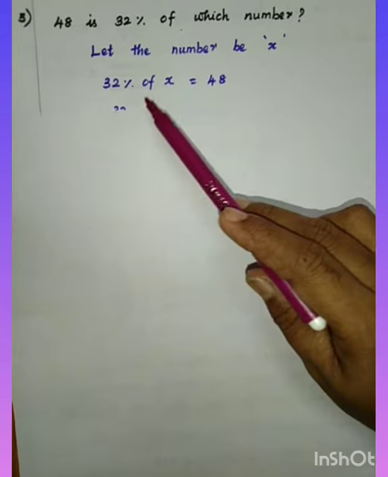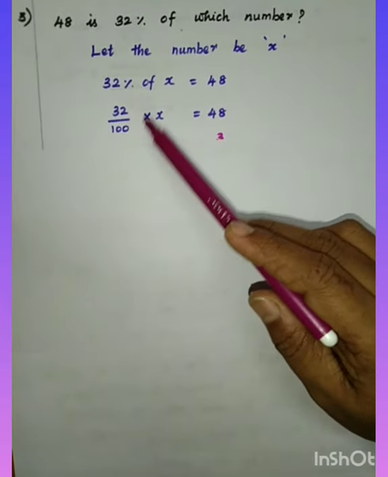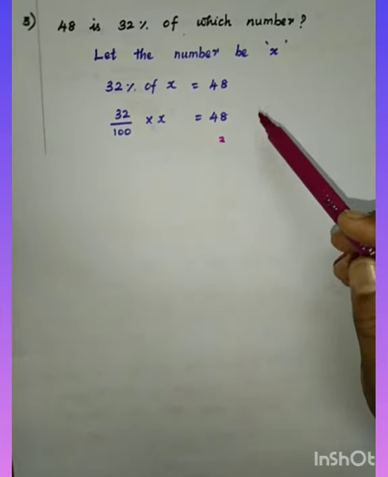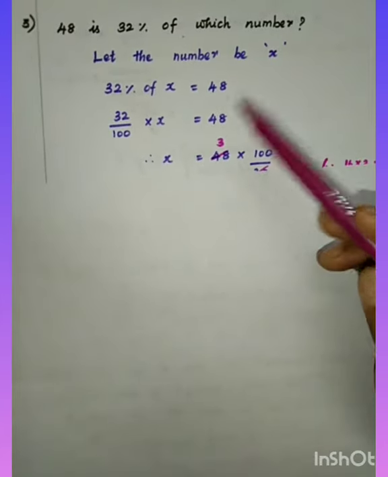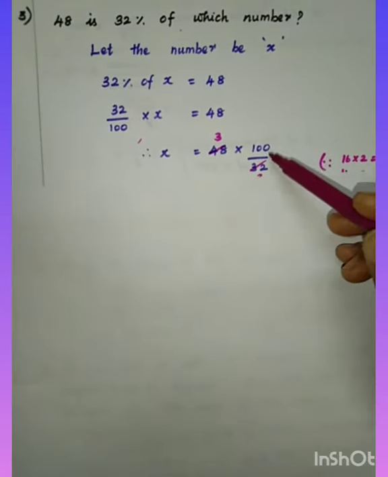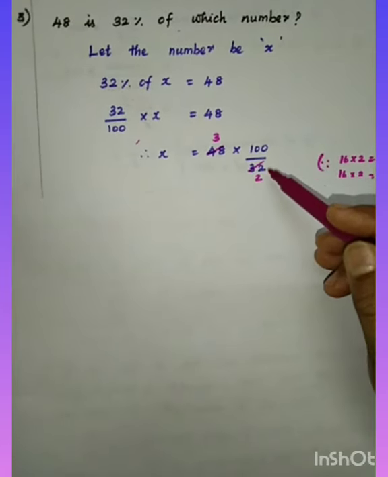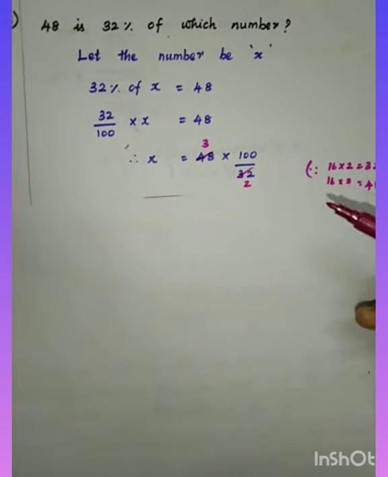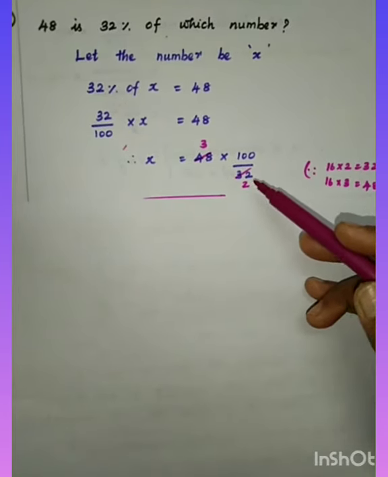So 32 percentage can be written as 32 by 100. Of means multiplication. X equal to 48. Therefore x is equal to 48 times the reciprocal of 32 by 100, which is 100 by 32. Then we can directly cancel with the 16th table. If you are thorough in tables, you can directly cancel with the 16th table.